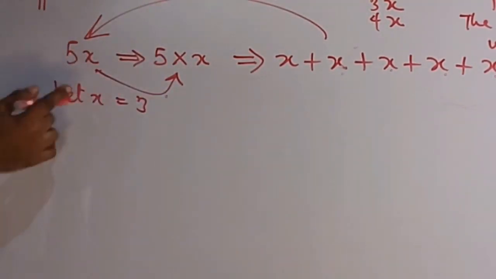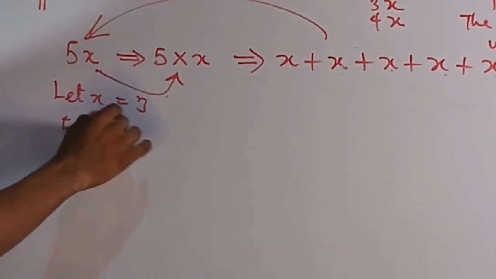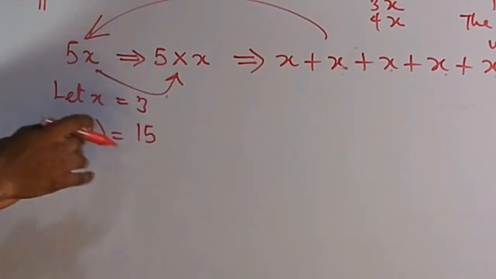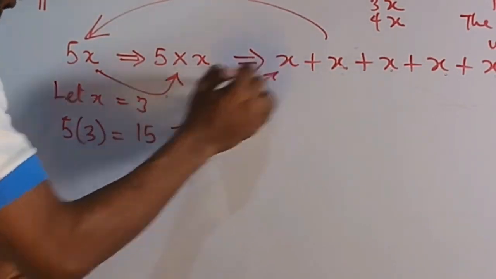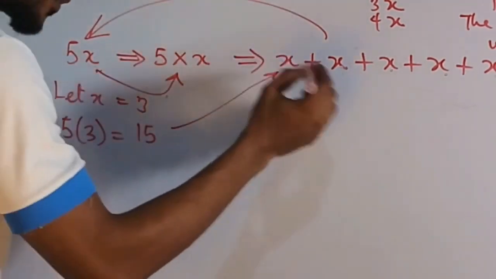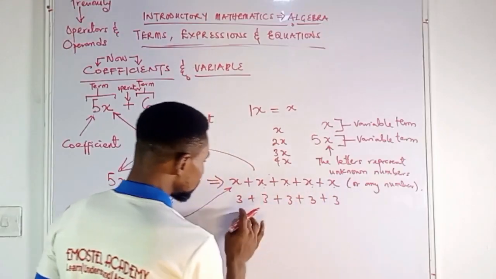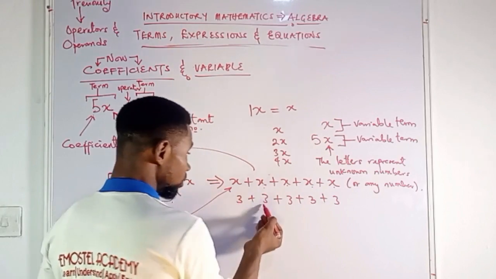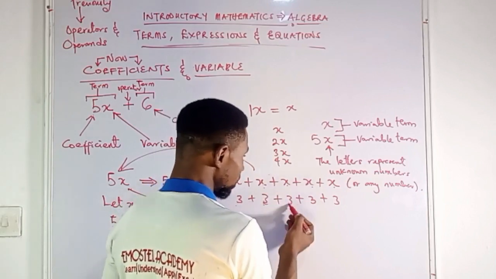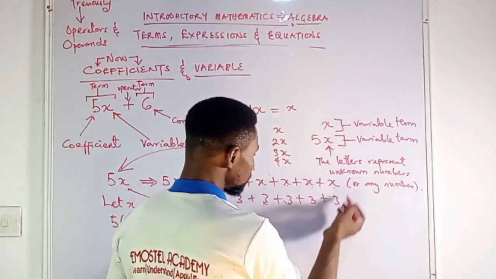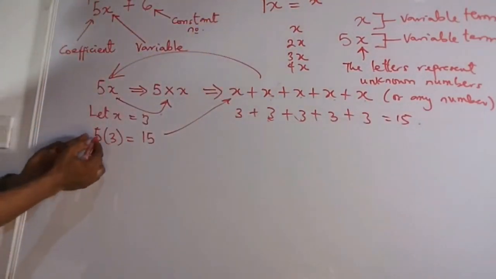So when x is 3, this 5x becomes 5 times 3, and then that will give us what? 15, which means 3 adding itself 5 times. Just like in this case now, we assume now that the value x is 3. So if you have 3 plus 3 plus 3 plus 3 plus 3, then all together we'll have what? 3 plus 3 is 6. 6 plus 3 is 9. 9 plus 3 is 12. And then 12 plus 3 gives us 15.